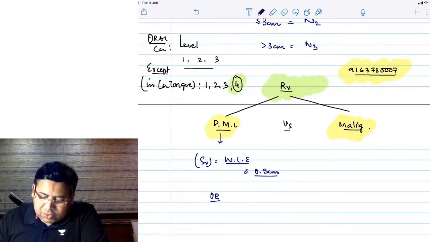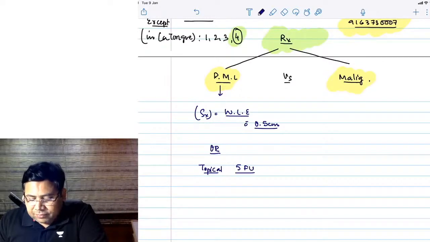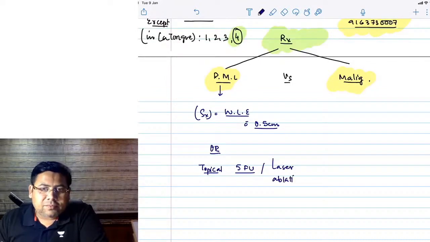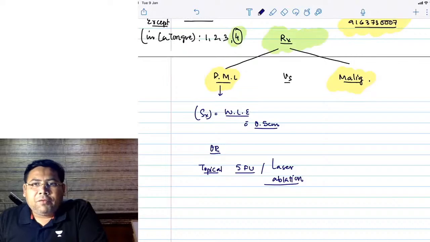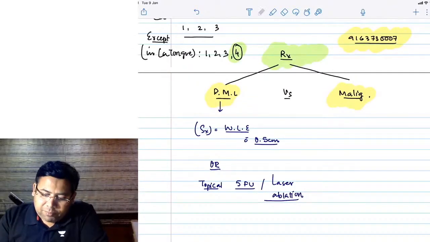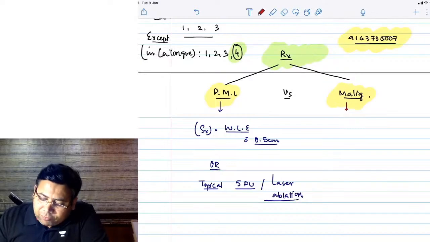So wide local excision, or you can also go for topical 5-fluorouracil, or you can go for even laser ablation also. When we talk about malignancy, what are the important things that we have? Malignancy, one very important thing is wide local excision.